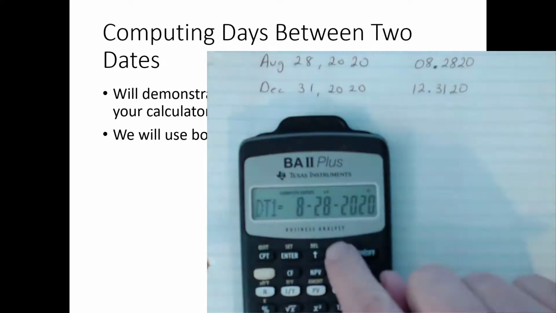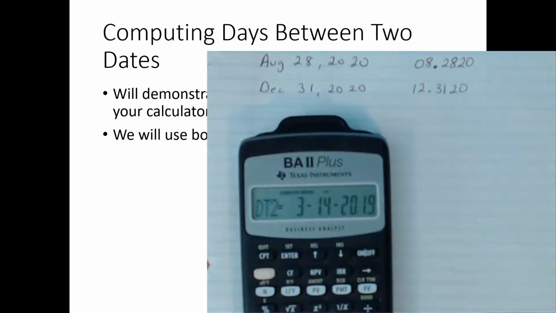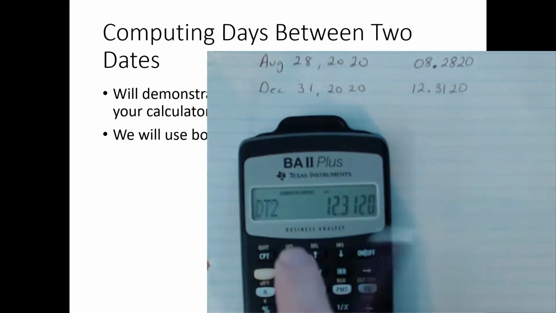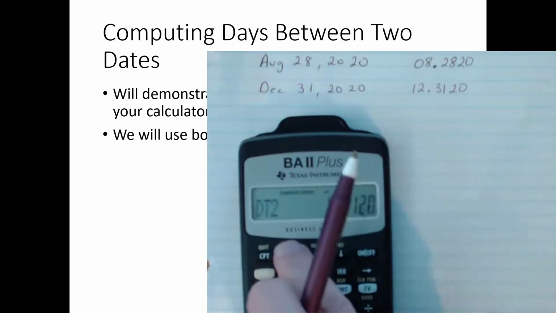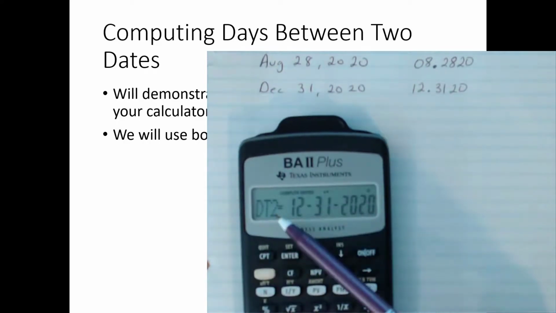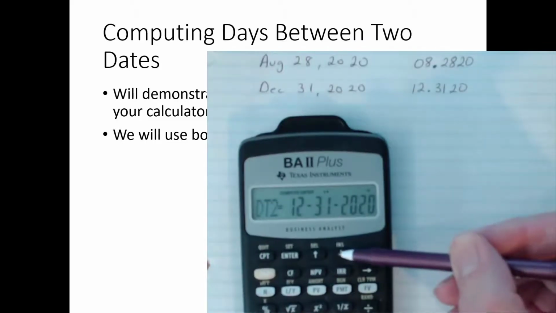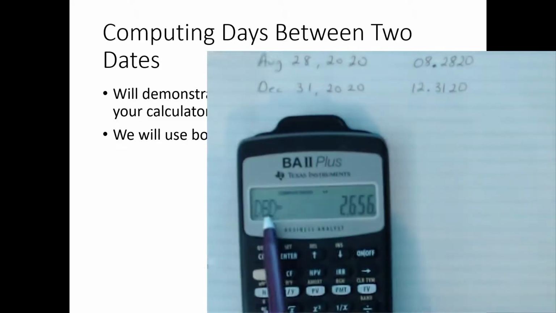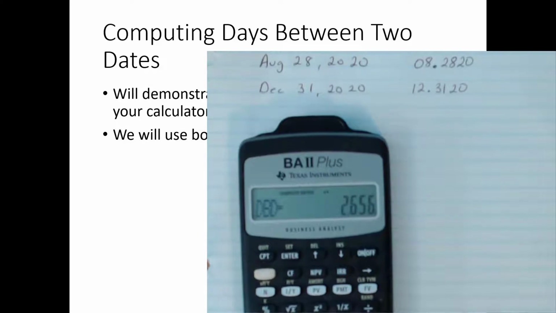I'm going to push the down button, and now I see the second date, which I will now enter. 12.3120. Again, only 1 decimal spot. I push the enter up in the top left. I push enter. I see the equal sign. That means it's all good. I push the downward arrow one more time. I see DBD. That is not the correct DBD.